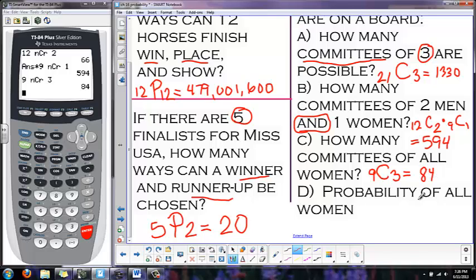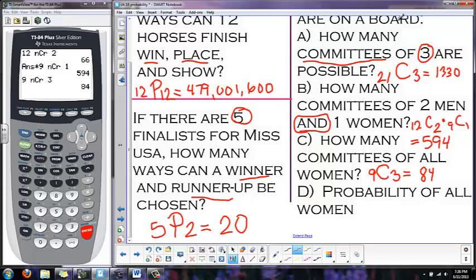And then what is the probability of all women? Now this question isn't really worded very well, I guess. But what it is actually asking is, out of all the total possible committees that we could possibly make, what is the probability that you end up with a committee of all women? So what I would do is, if it asks you a question like this, a probability of all women, go up to the very top.